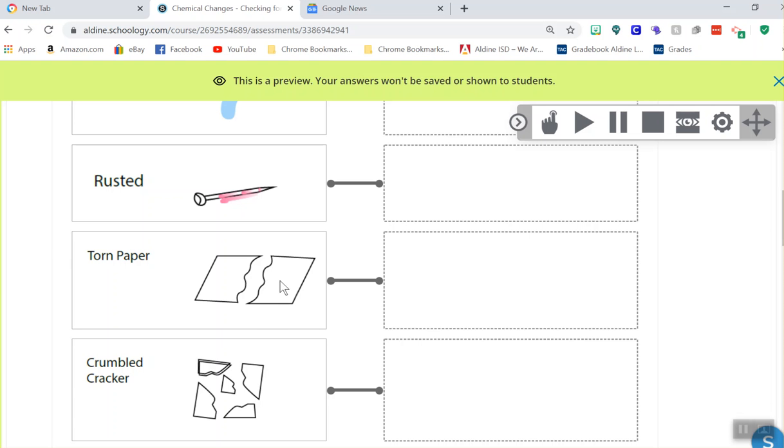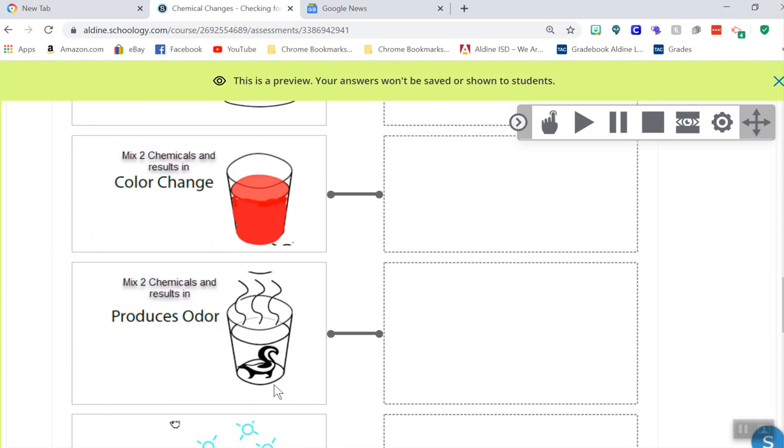These two are going to be physical. Torn pieces of paper and broken up cracker. Those are easy. Those are physical.